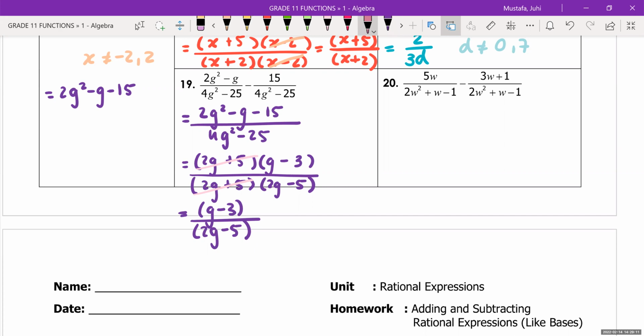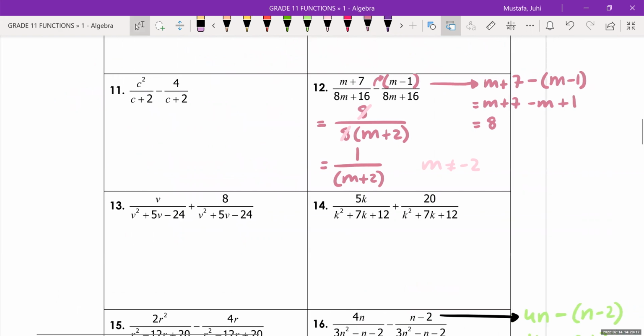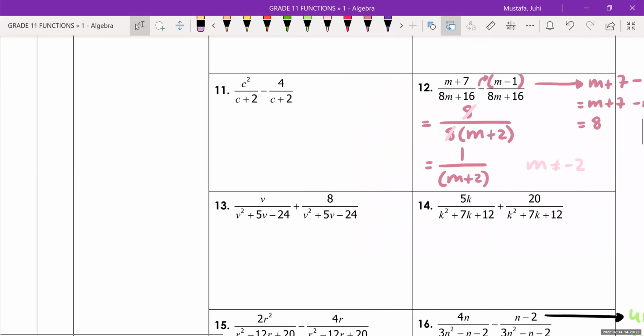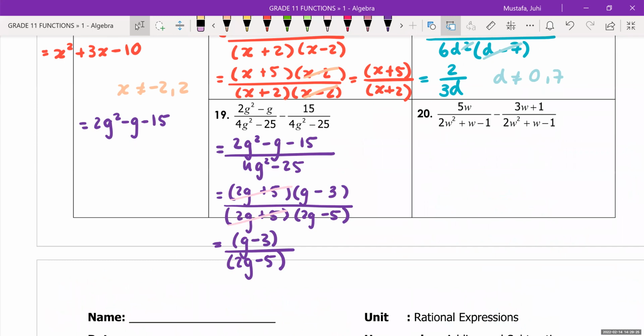Question? Can I do what? Yeah. What are the restrictions for question number 19? +3. You got it right, Denoya, not +3 because we're not looking at the numerator, we're just looking at the denominator. So we would just say g cannot equal -5/2, and it can't equal +5/2. You just look at the denominator, which is 2g plus 5, 2g minus 5, set it equal to not 0, and then solve.